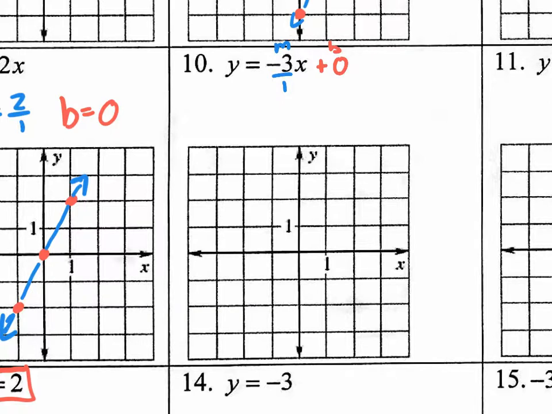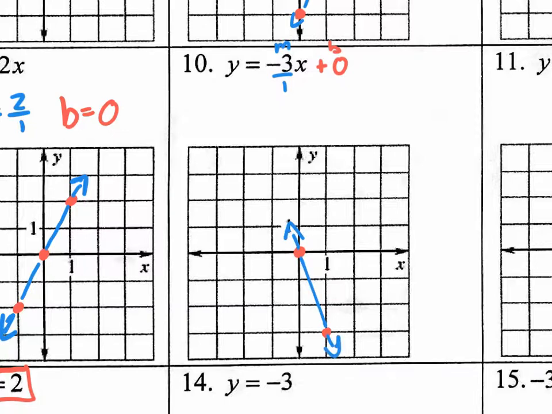But that means that it simply crosses the y-axis at 0. It doesn't mean that it doesn't cross the y-axis. It means that it crosses it at 0. Now from that point, you're going to go down 3 over 1. So you're going to go down 1, 2, 3. Always run to the right. Connect the dots. You have your graph.